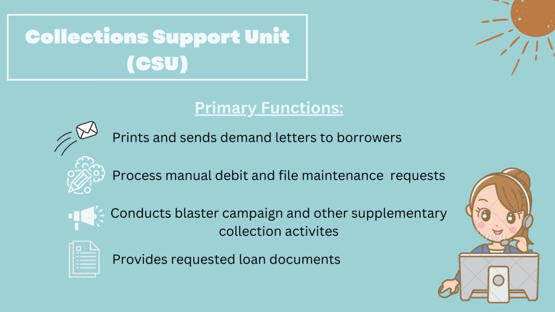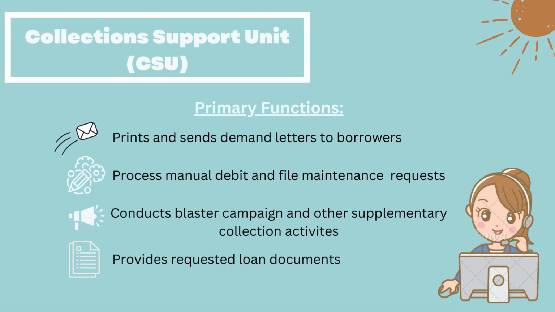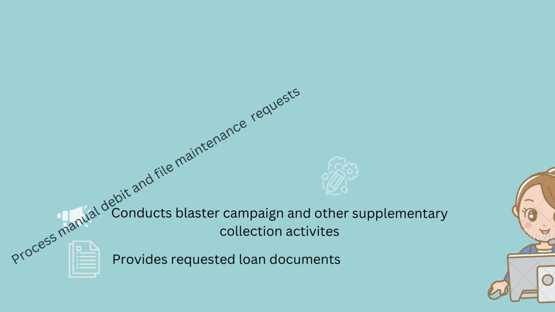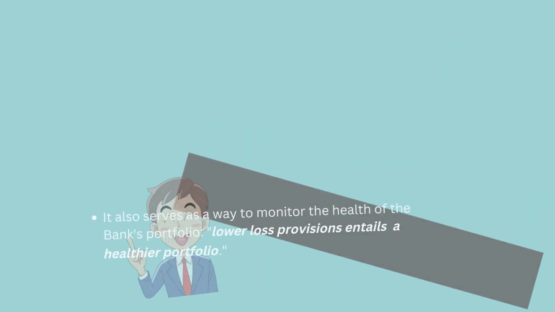Collections also have a centralized support unit called the Shared Services Unit that aids collectors in sending emails, demand letters, and other related documents. Once a loan is tagged as an NPL, the bank sets aside an allowance for uncollected loan payment called loss provisions, which is used to cover for a number of factors associated with loan losses such as filing of legal cases in case of client's default. Loss provisions also serves as a way to monitor the health of the bank's portfolio, which means that a lower loss provision entails a healthier portfolio.